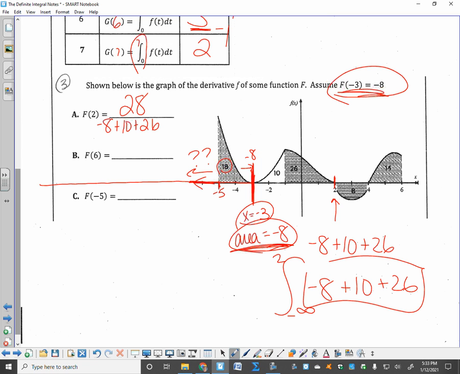So now I want to go to 6. Okay, let's see, 6 is here. So I'm going to have -8. That gets me to here. -8 plus 10 plus 26 minus, is that an 8? Yes. Minus 8 and then a plus 14. 16, 10, 20, 34.